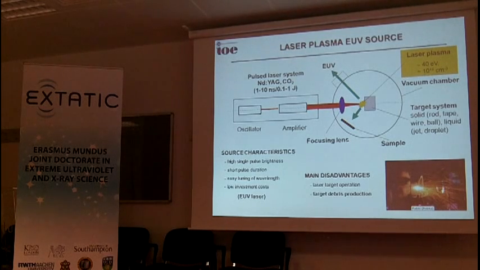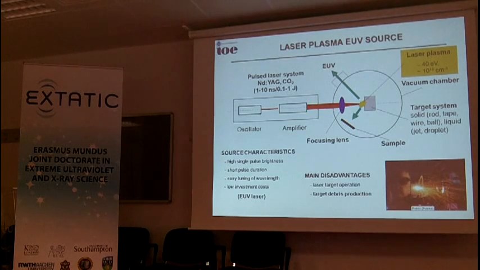Laser plasma UV source has some characteristic features: high single pulse brightness, short pulse duration, easy tuning of wavelength by changing the parameters of the laser pulse and by changing the material of the target. And also low investment cost. If you compare the cost of this source, which starts from about 50,000 euro up, it is a few orders of magnitude less than a synchrotron, for instance.